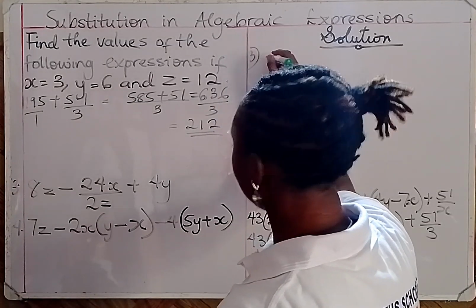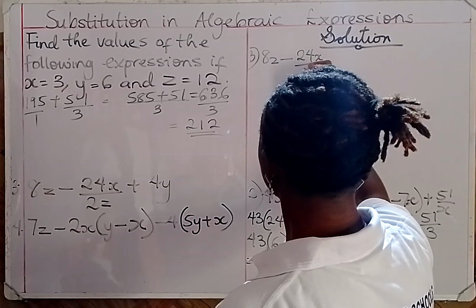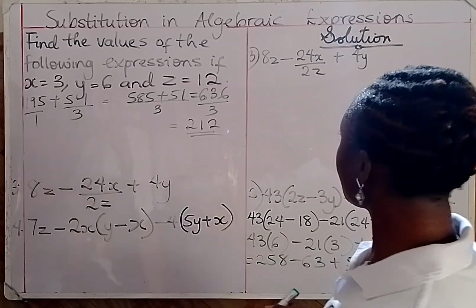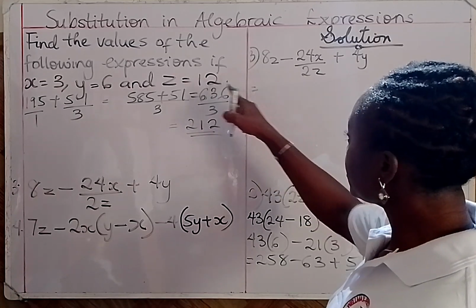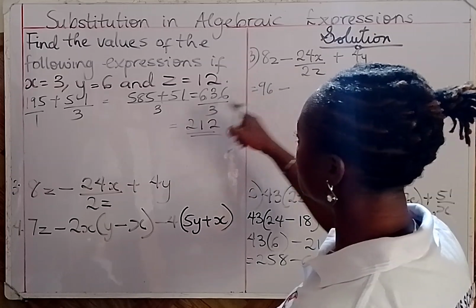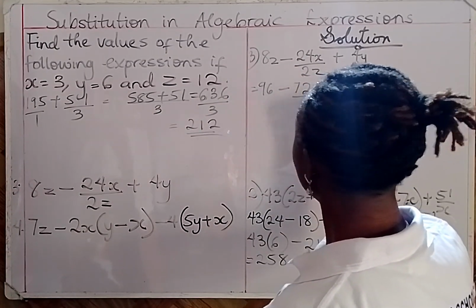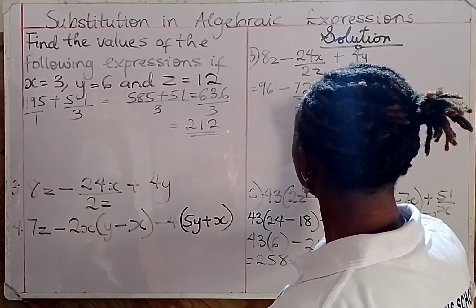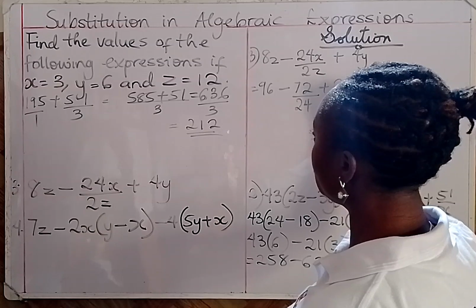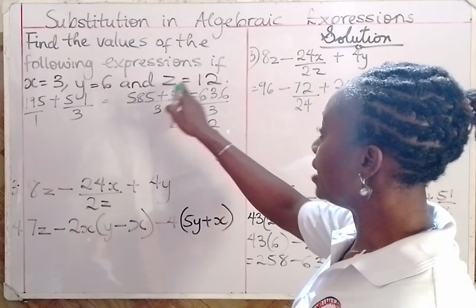Question 3, we have 8z minus 24x over 2z plus 4y. Okay, from here, 8 times 12 is what? That's 96, minus 24 times 3, 72, over 2 times 12 is 24, plus 4 times 6 is 24. These are the substitutes. x equals 3, y equals 6, and z equals 12.